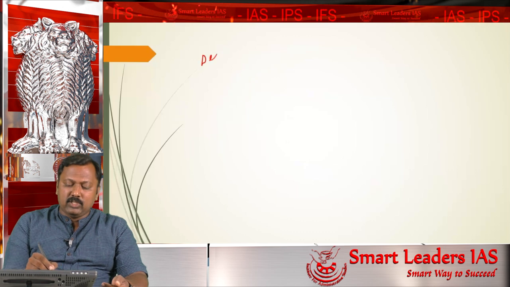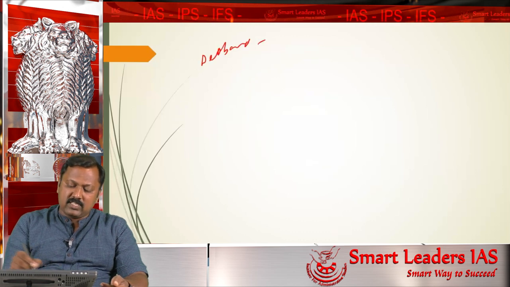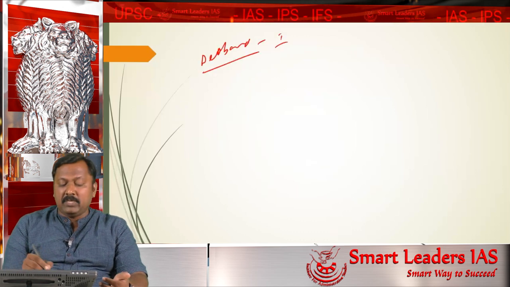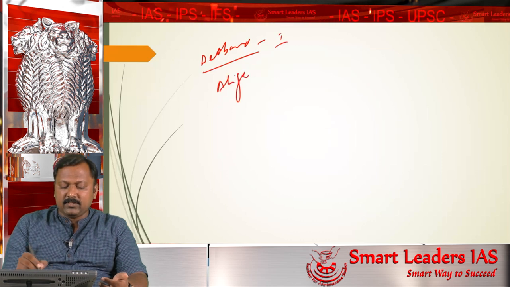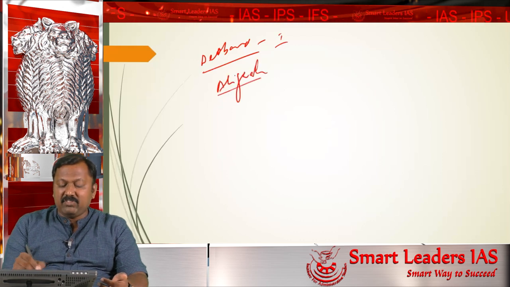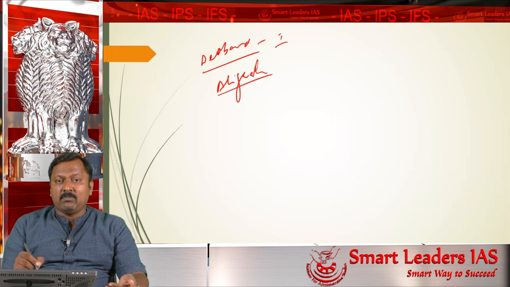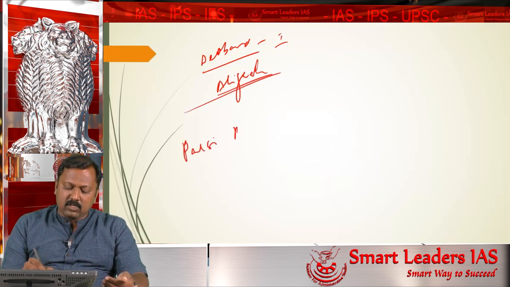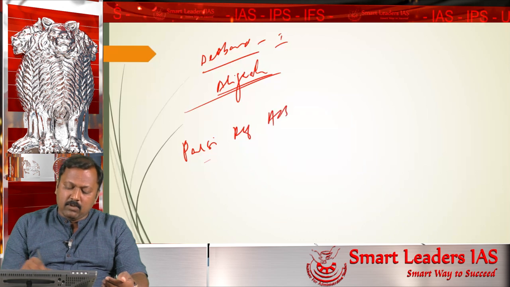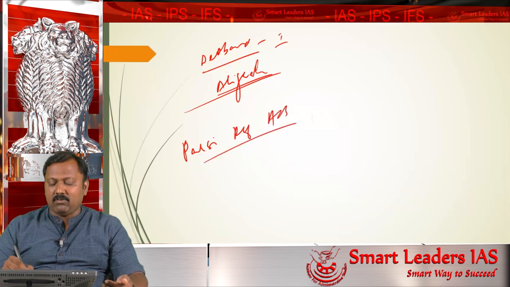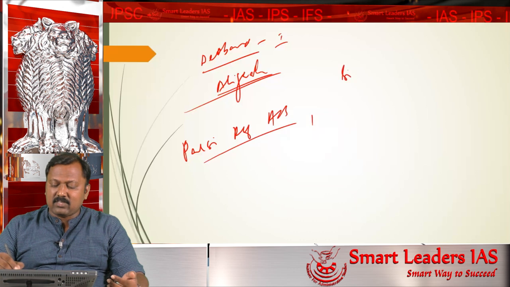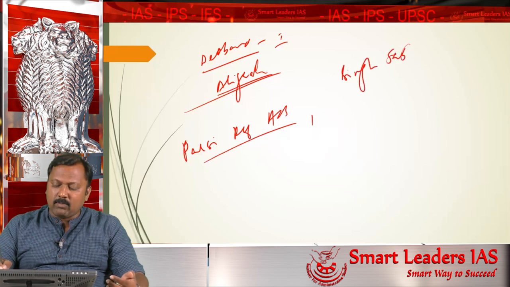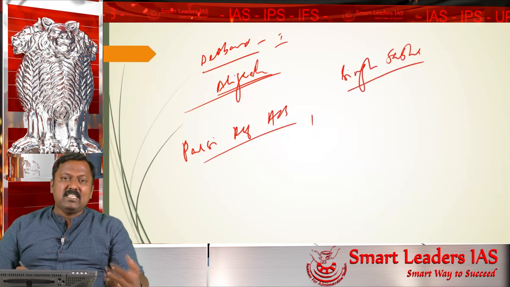Simultaneously we have some other movements, for example the Deoband movement, which is an Islamic movement, and the Aligarh movement. Then over a period of time we have the Parsi Reform Association, which is among the Parsis. Then we have the Singh Sabha, which is also a Sikh reform movement.